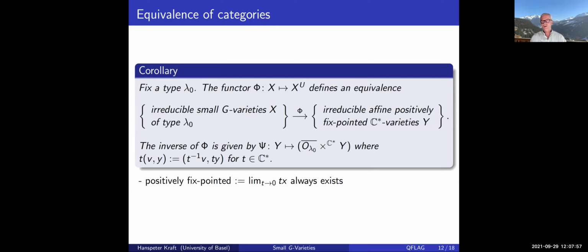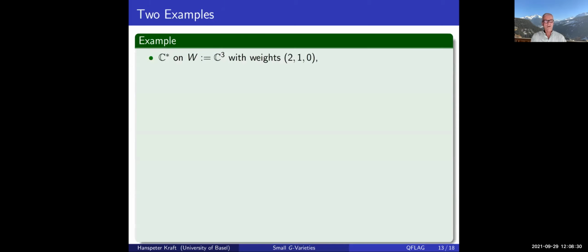And the inverse functor is the one I did describe before. To Y, you associate this associated product. You form a quotient of the product of O lambda naught and Y, and you divide it out by the action of C star. So this is now an equivalence of these two categories. You see also normal X corresponds to normal XU on both sides.